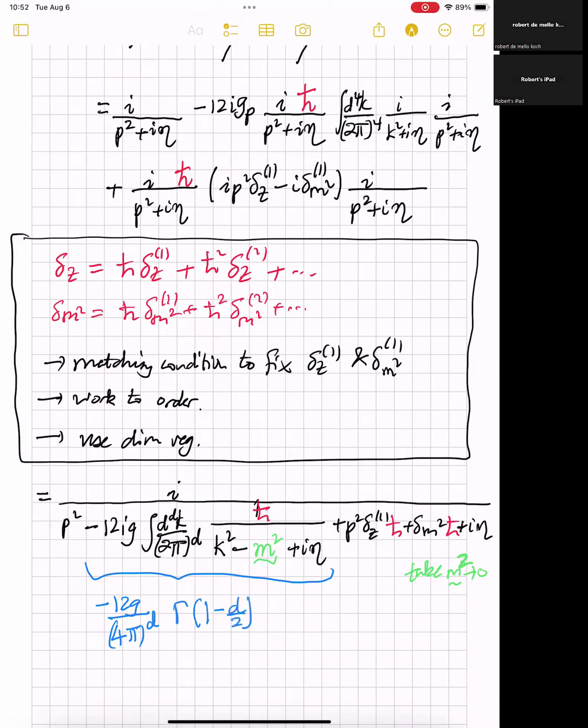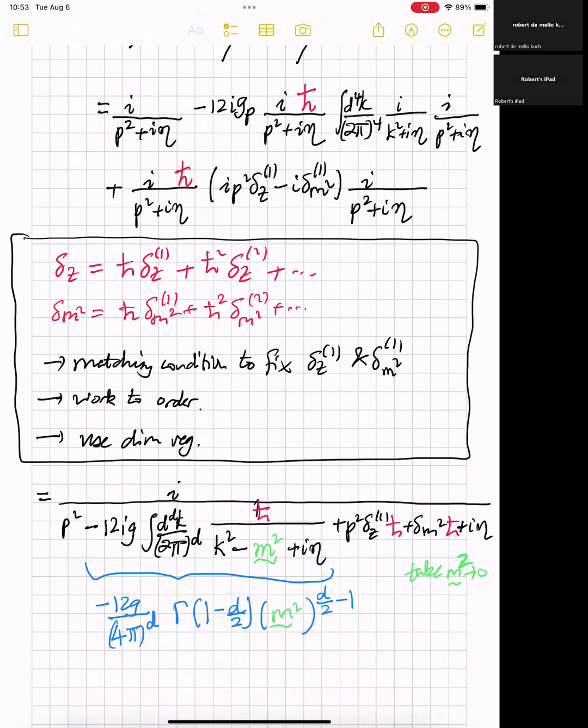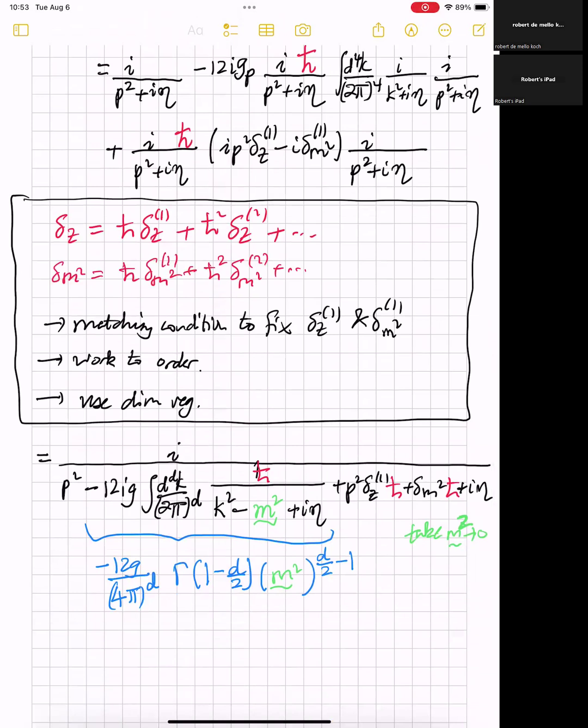That gamma function becomes a gamma of naught when d is 4. So that's the divergence from this divergent integral. And then we've got m tilde squared, raised to the power of d over 2 minus 1. So please check that you can do this. I'm just using the tables inside Peskin and Schroeder or any other integral tables for dimensional regularization. It's fine. They'll all agree.